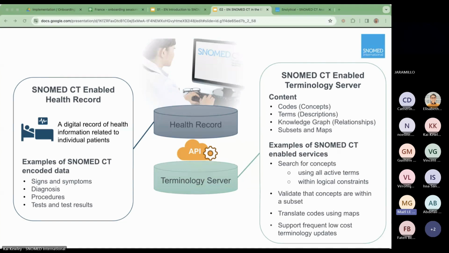A SNOMED CT-enabled terminology server holds the terminology content, and it provides terminology-related services that can be leveraged by the EHR. There's several off-the-shelf terminology servers that specialize in SNOMED CT and support SNOMED queries, and this can greatly reduce the effort of implementation, while also enabling best practice implementation of SNOMED and functionality like user search, clinical decision support hooks, and meaning-based queries.